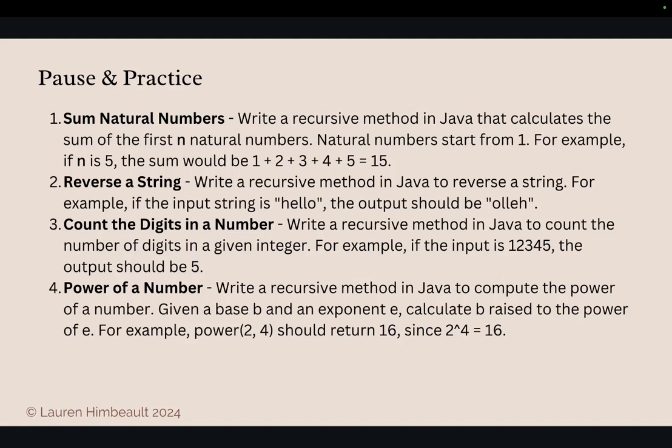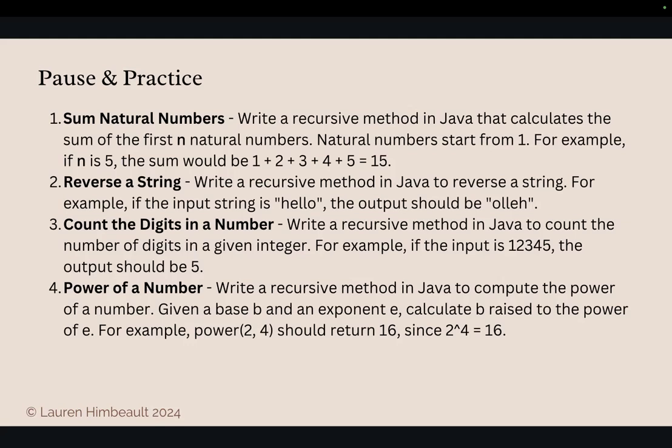Counting the number of digits in a number is a really great one. So for example, if the number is 12,345, the output should be 5. Note that we're not just turning the integer into a string and calling .length. That is not recursive. You need to leave the value as an integer to actually get practice with recursion.